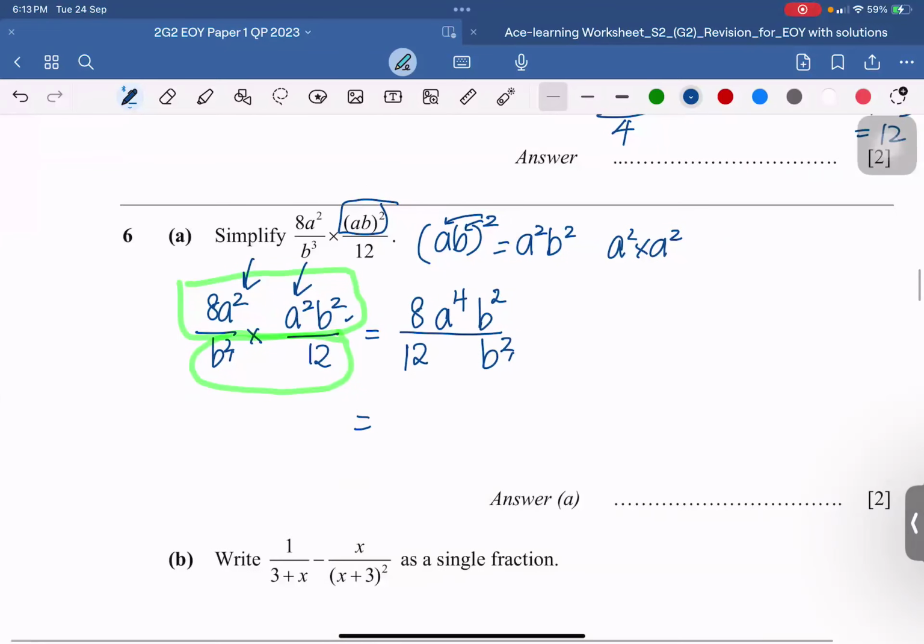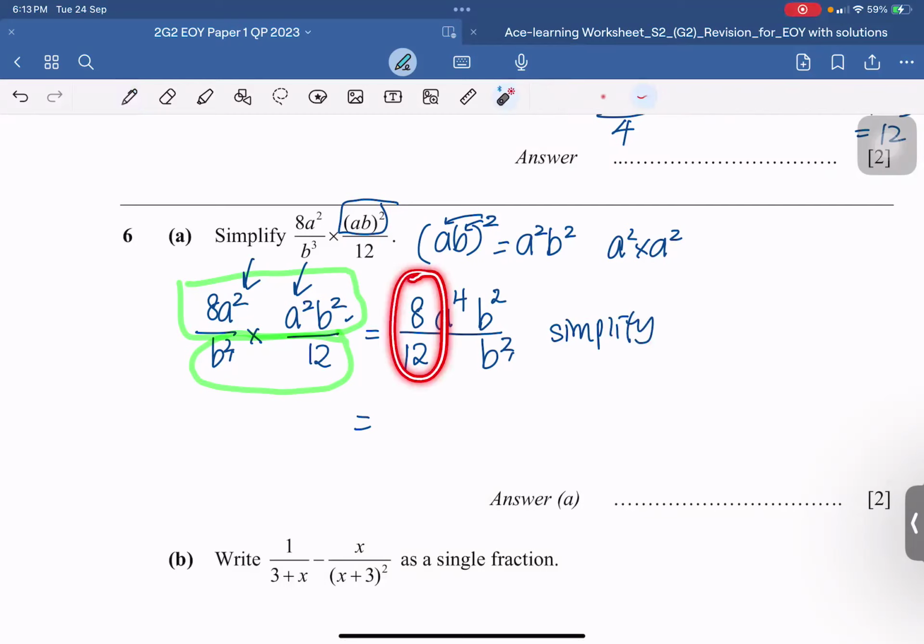Now, this is not the final answer yet. We must simplify. So what is 8 over 12? Quick, calculator. 8 over 12 is 2 over 3. Then a to the power of 4 has nothing to divide, right? So it's just a to the power of 4. Then what about this one? On top there is 2, at the bottom there is 3.